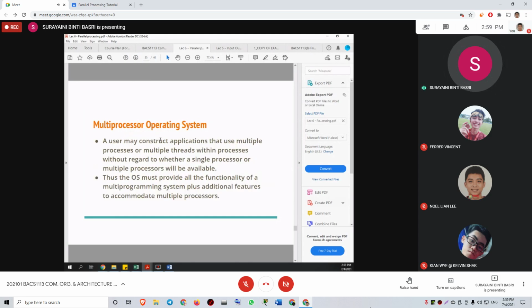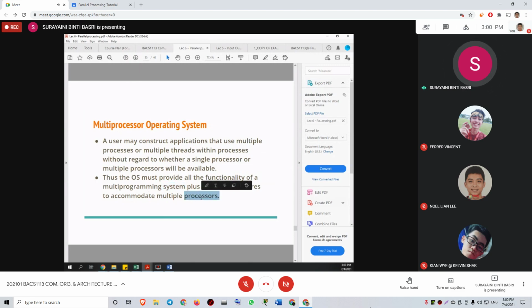A user may construct an application that uses multiple processes or multiple threads within the processes without regard to whether a single processor or multiple processors will be available. So the user doesn't need to know whether the computer is using a multiprocessor or a single processor, because it will be handled by the OS.